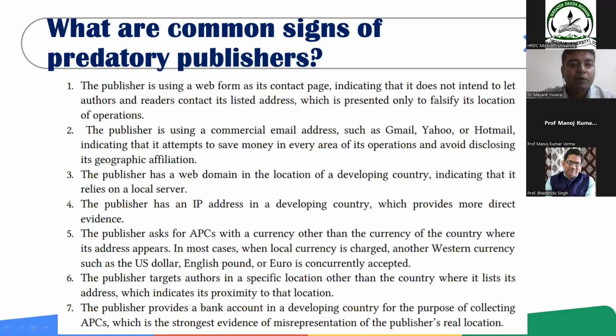And they will never list their original contact details, just to falsify their location. They will never reveal where they are acting from. Then the second sign is that they will not be using their own domain name. They'll be using commercial email addresses like Gmail, Yahoo, or Hotmail. They do this because for getting a domain name registered, they would have to pay. So just to save money, they will never register any domain and will use commercial email addresses like Gmail, Yahoo, or Hotmail.